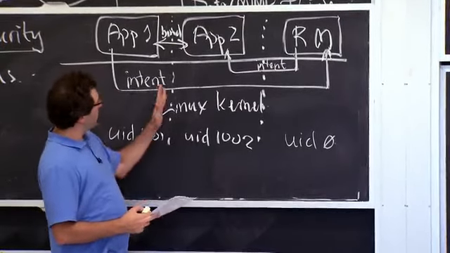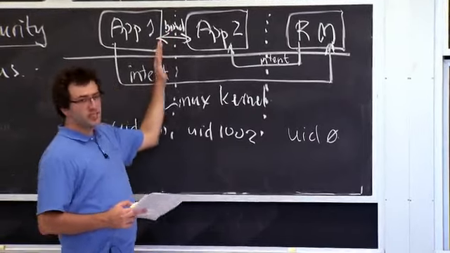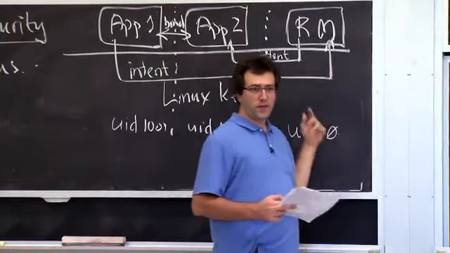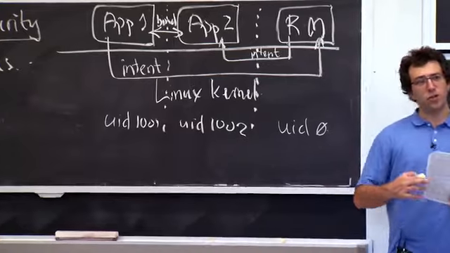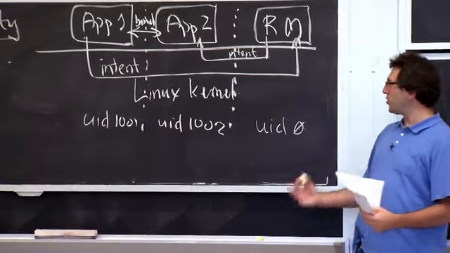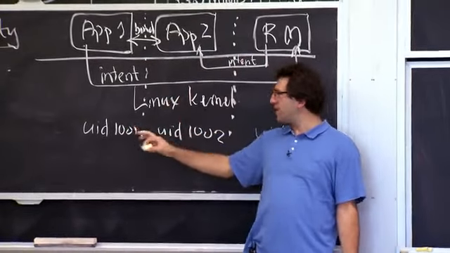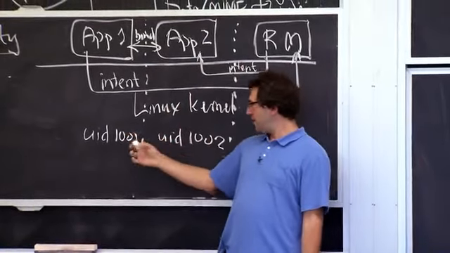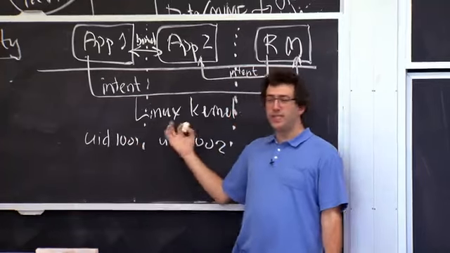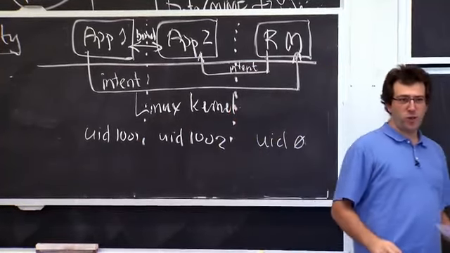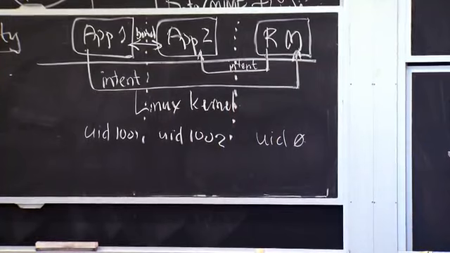So the Linux kernel is largely responsible for keeping the apps separate from one another. Most of the interaction between user IDs happens through these intents. And there are a few details in terms of what the Linux kernel actually enforces, in terms of which UID is allowed to do which operation as well. So we'll talk about that in a second.